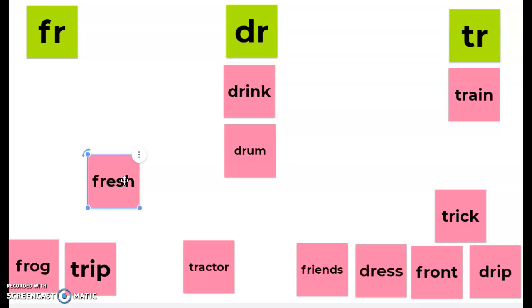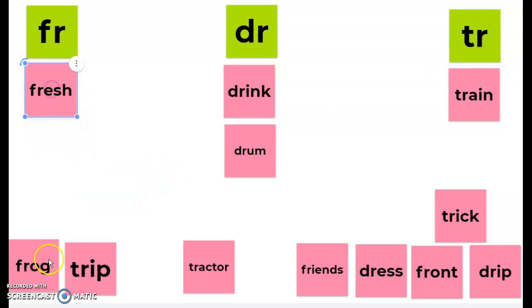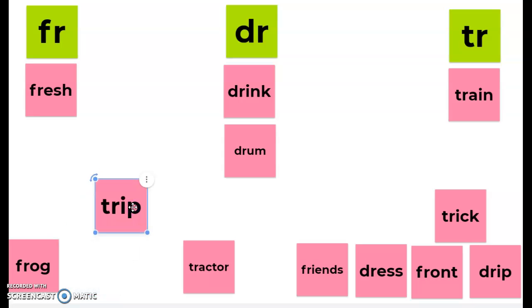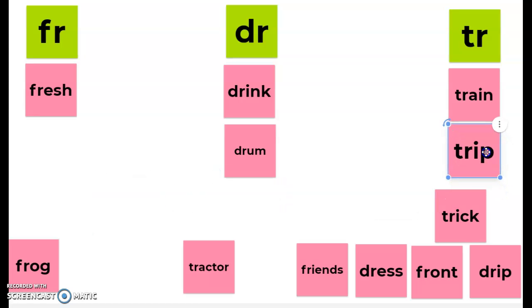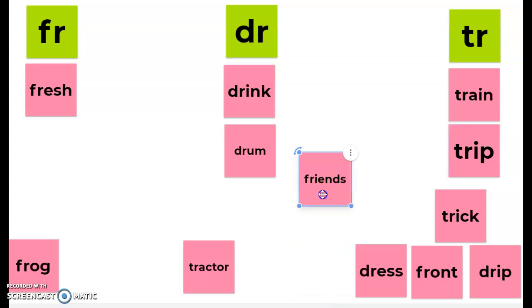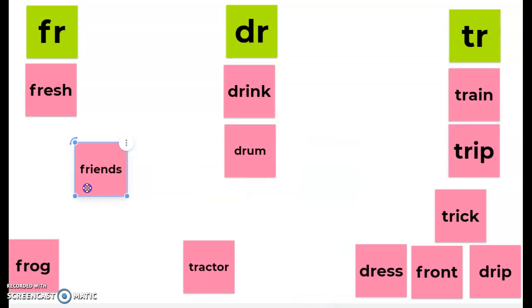Fresh. Do we hear fr, dr, or tr? We hear fr, fresh. What about trip? Which one does trip go under? FR, DR, or TR? TR, trip. We have friends. That goes under FR. There's an FR in the beginning and we hear that sound.